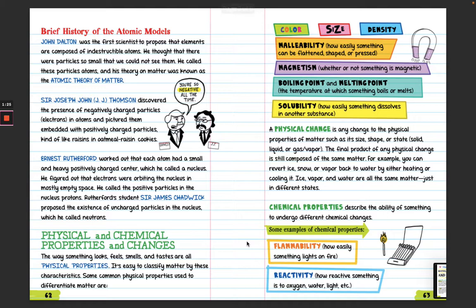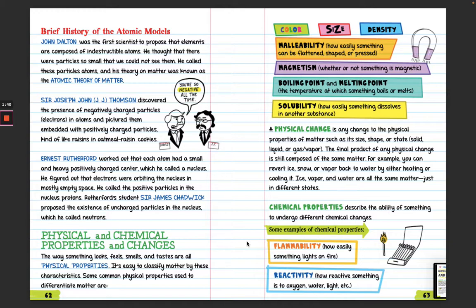Brief history of the atomic models. John Dalton was the first scientist to propose that elements are composed of indestructible atoms. He thought that there were particles so small that we could not see them. He called these particles atoms, and his theory on matter was known as the atomic theory of matter.